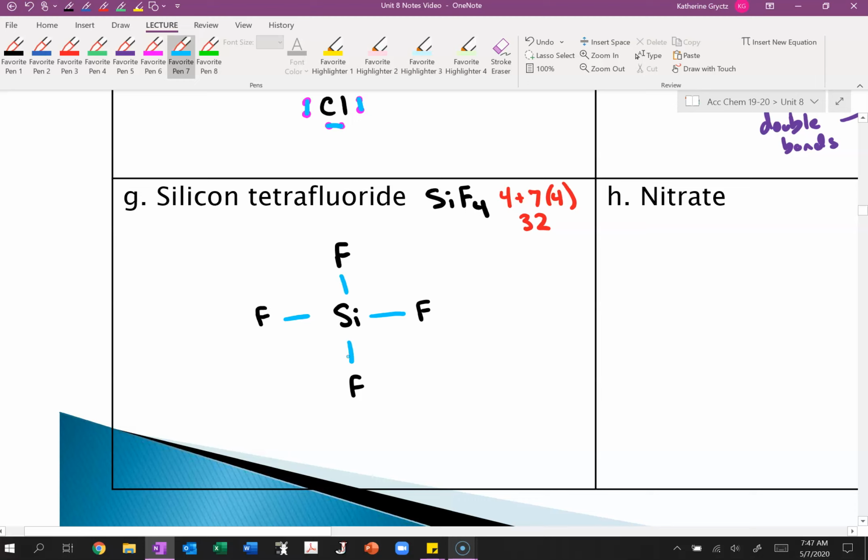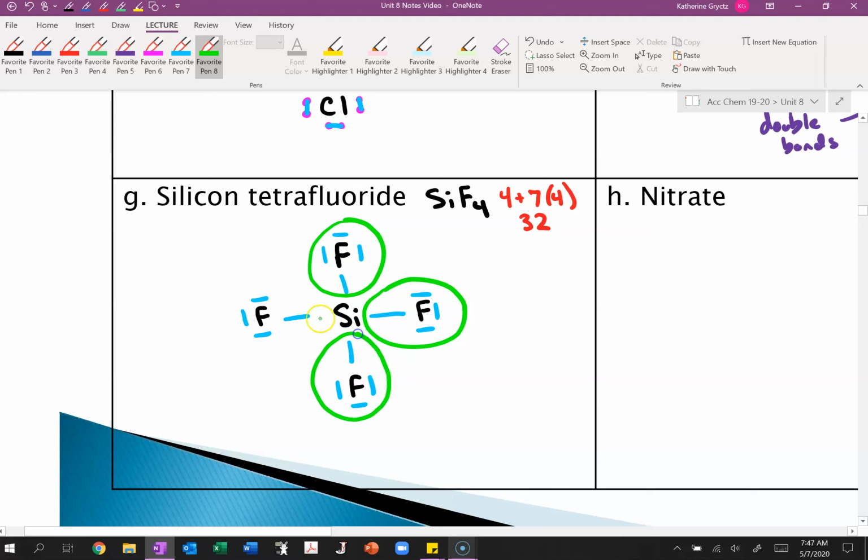Then I'm going to go fill up my valence. So 10, 12, 14, 16, 18, 20, 22, 24, 26, 28, 30, 32. That's all my electrons. So as I did this, I filled up all of the valence for the fluorines. Those are all good.